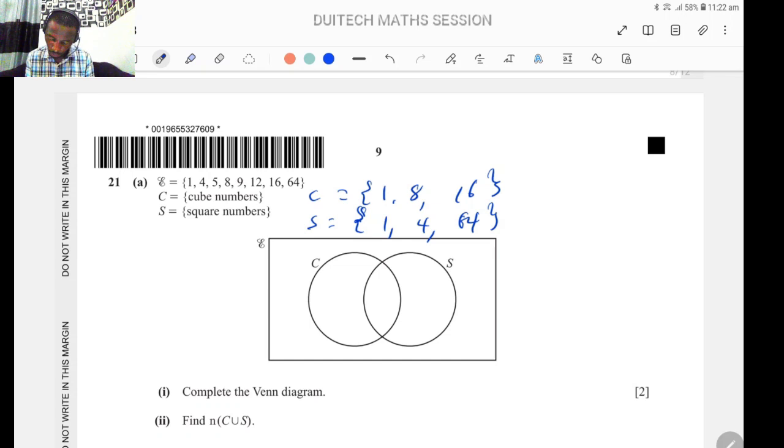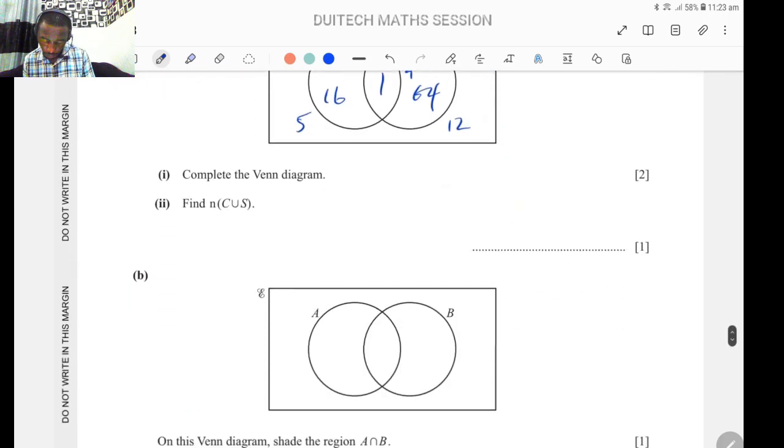So 1 is in the intersection. Then for C, we have 8 and what? 64. For this one, we even have 9, because 3 times 3 is 9. So 9 is also part of it. What we have left that is not in this union is 5 and 12. They are outside. They are not part of the set of numbers.